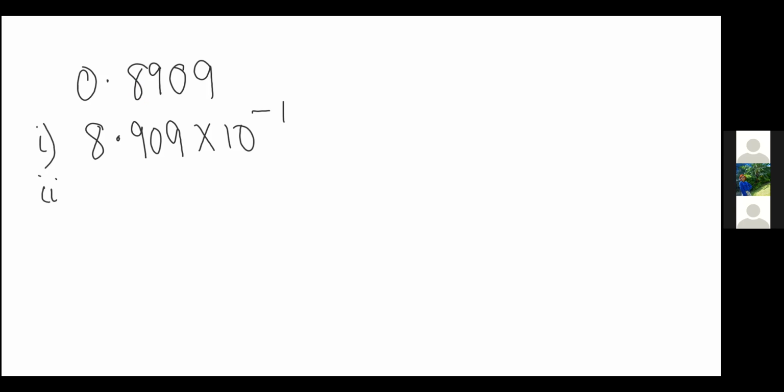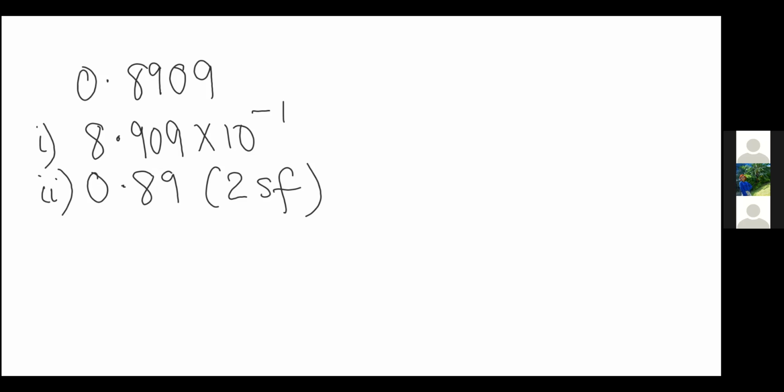Now part 2 says correct to 2 significant figures. 2 significant figures will be 1 and 2. We cannot include the 0 because it's at the start, and we have to start with our first non-zero number. So that's 1 and 2. There's a 0 after, so we're just going to leave it as 0.89. And this is 2 significant figures.